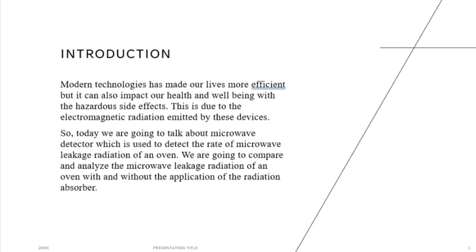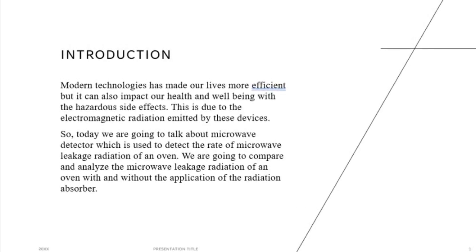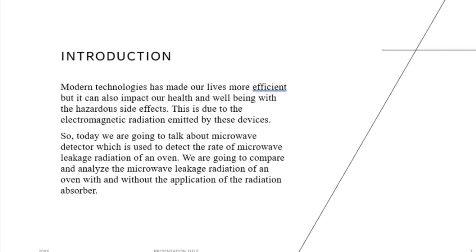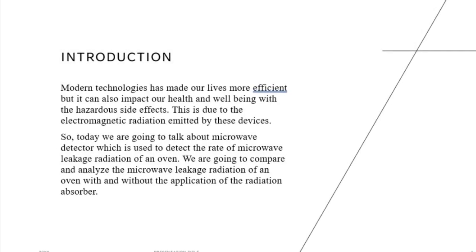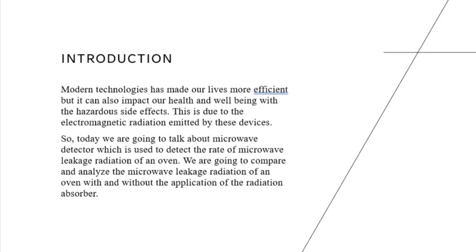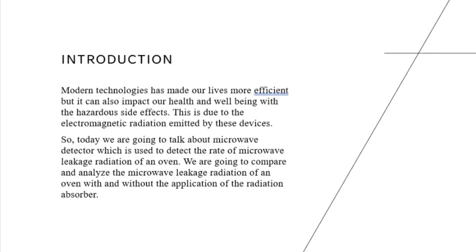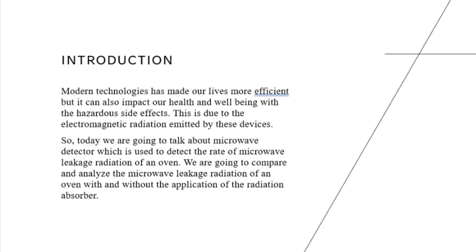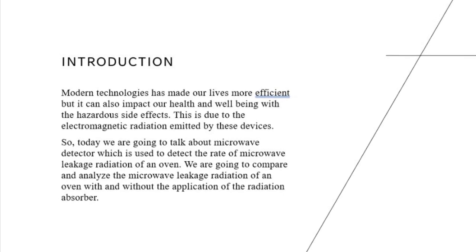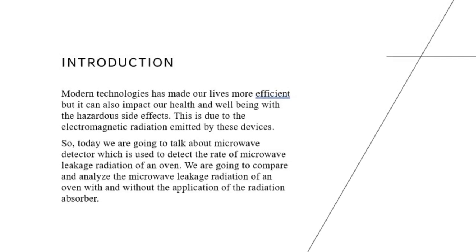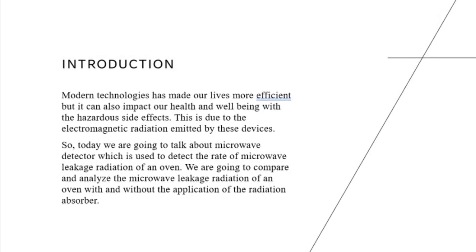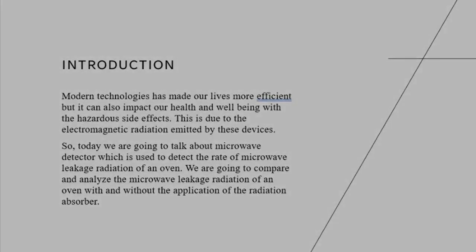Modern technologies have made our lives more efficient, but they can also impact our health and well-being with hazardous side effects. This is due to the electromagnetic radiation emitted by these devices. So today, we are going to talk about the microwave detector, which is used to detect the rate of microwave leakage radiation of an oven. We are going to compare and analyze the microwave leakage radiation of an oven with and without the application of the radiation absorber.